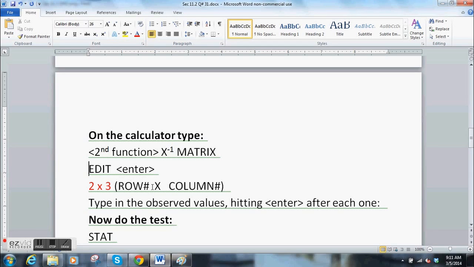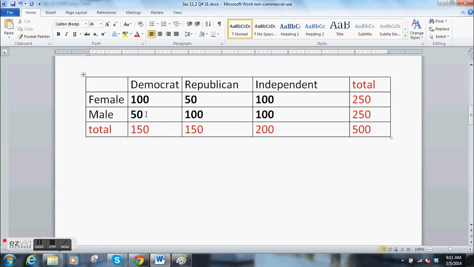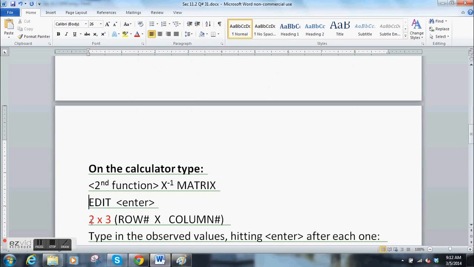Okay. And then it's going to ask you, what is the size of your matrix? And it goes row by column. Think RC, remote control, row by column. And you count the rows. There's 1, 2 rows and 1, 2, 3 columns. Notice I don't count the total. We're not including that. 2 rows, 3 columns. So it's 2 by 3.